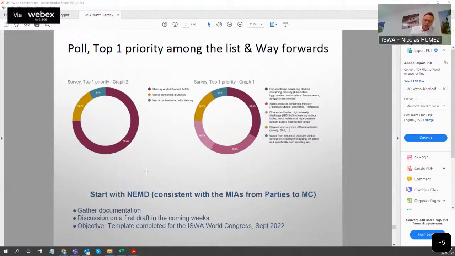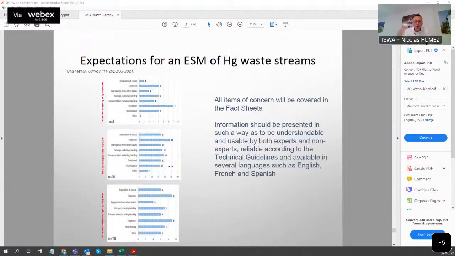The next slide, please. The idea is to work on all steps in the management chain: the separation at source, collection, labeling, storage, interim storage, transport, treatment, final treatment. So all steps seem to be very relevant and important for everybody. So we will work on all those steps within the fact sheet, and the idea also is to have this understandable at the same time by experts, but also by non-experts, and to make it consistent with the technical guidelines of the Basel Convention and the documents at the Minamata Convention level. And it will be provided in several languages, at least in English, French, and Spanish.